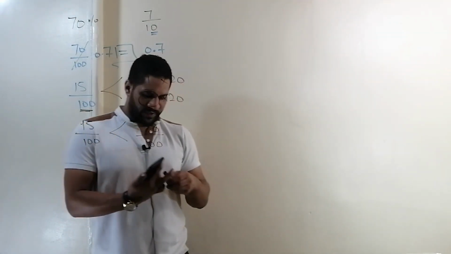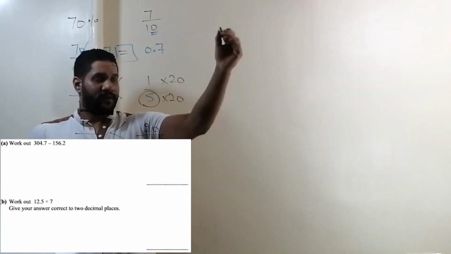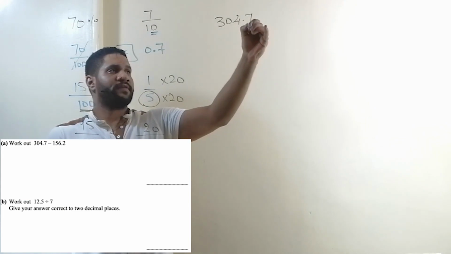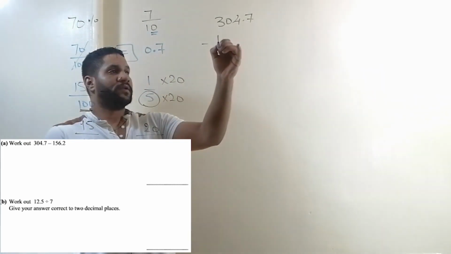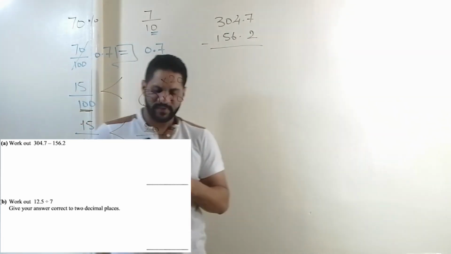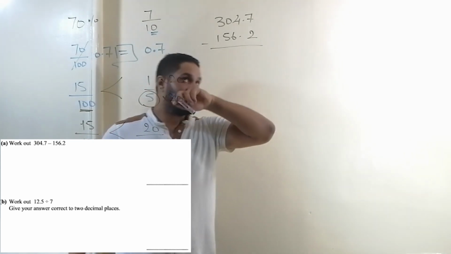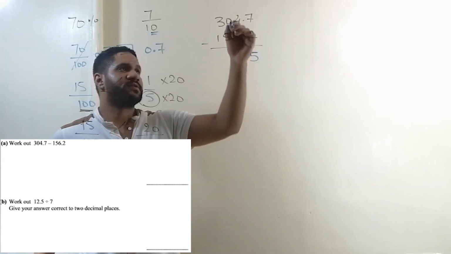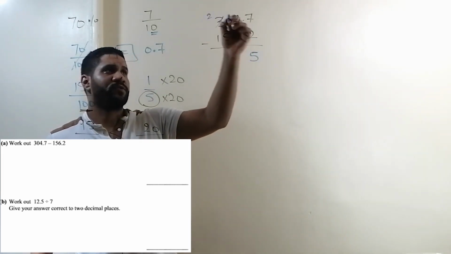If we look at number 14, he is asking me to subtract these two numbers, 304.7 subtracted from 156.2. Of course, adding or subtracting decimals is very easy. All you are going to do is to subtract each digit with the same one. So 7 minus 2 is 5. 4 minus 6, I can't. I need to borrow 1. So I borrowed 1 from here, so it's 2.